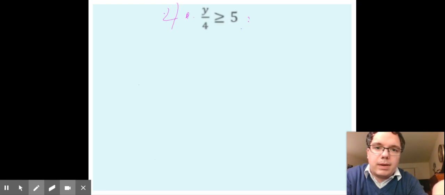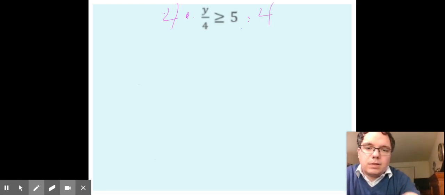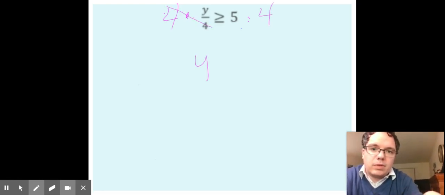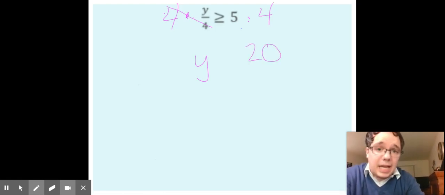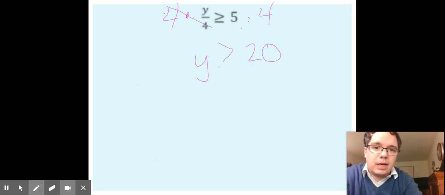So I'm going to multiply by 4 on each side. If I do that, my 4's cancel out, and I'm left with y and 20. And because I multiplied both sides by a positive number, I'm going to keep the symbol the same.